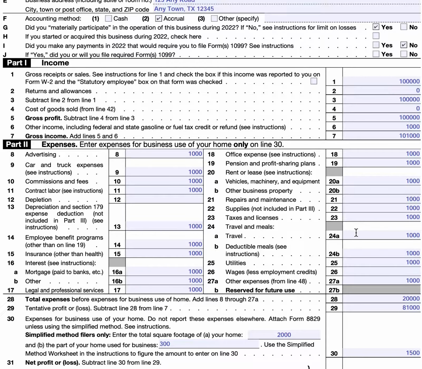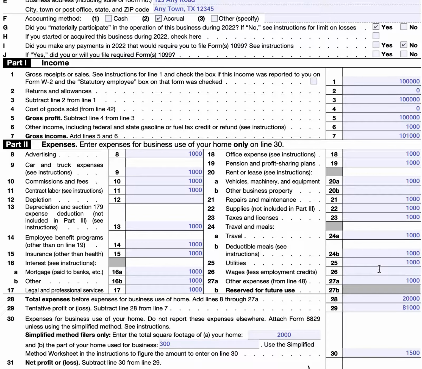Line 25, you're going to include the cost of utilities. So if you use your home phone for your business, you can't deduct the first phone line cost. But anything that's above and beyond the cost of the first phone line, you can include that.